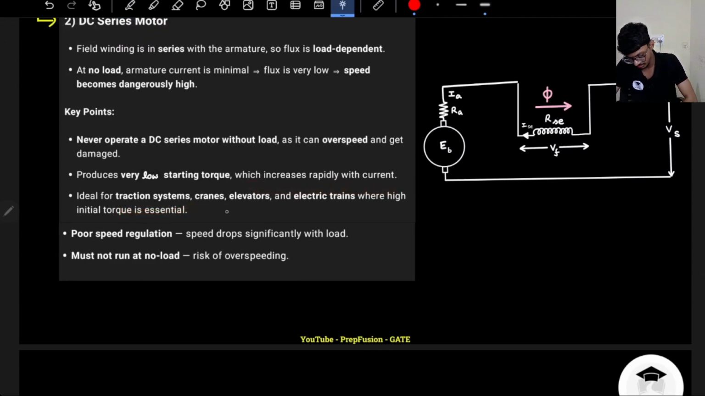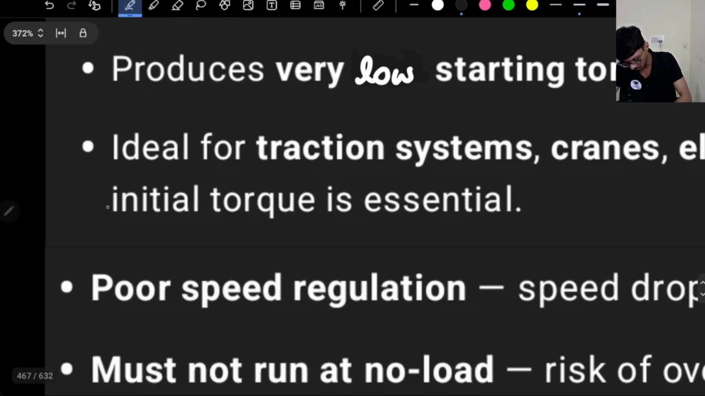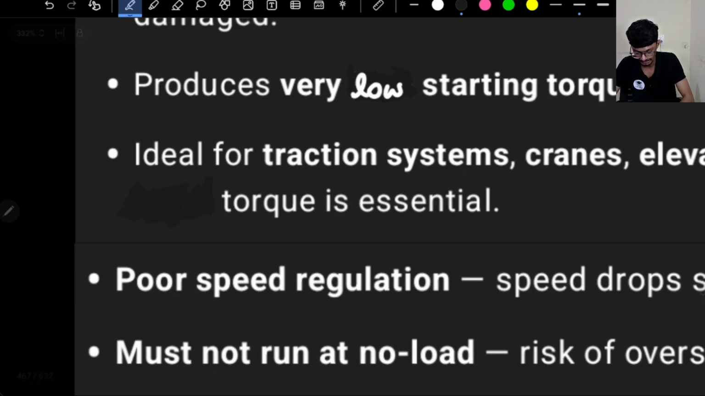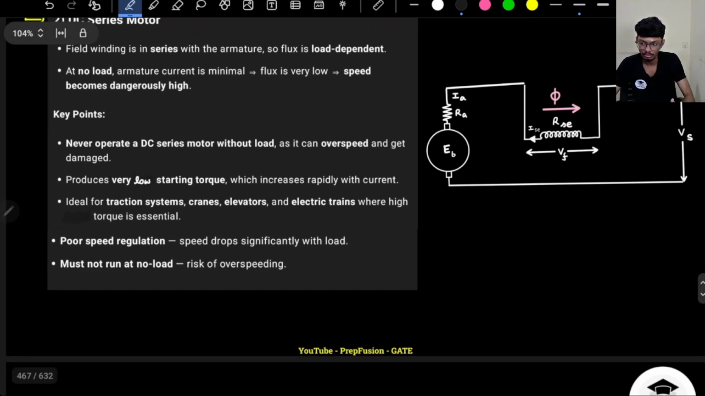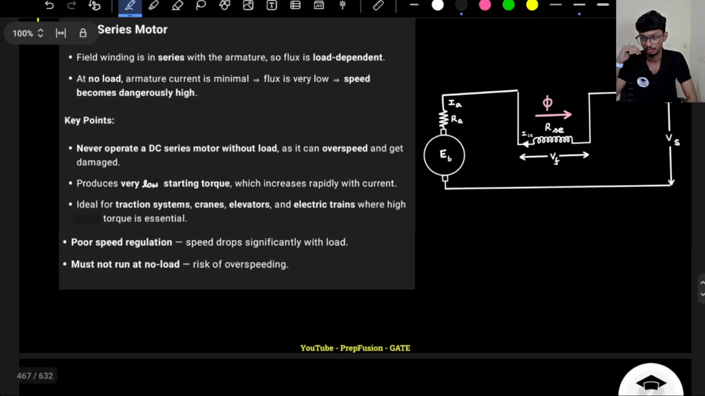Ideal for traction systems, cranes, elevators, where high, okay, so it is a bit wrong here. It should not be initial, it should be where high torque is required, because of course initially it will produce zero torque, but as it will demand more current, torque also will be increased, right? So it can produce more torque with increased load. So in elevators and lifts where the load is higher, as the load current will be higher, torque also will be very high because torque is proportional to current whole squared. So that is why it is ideal for these kinds of applications.